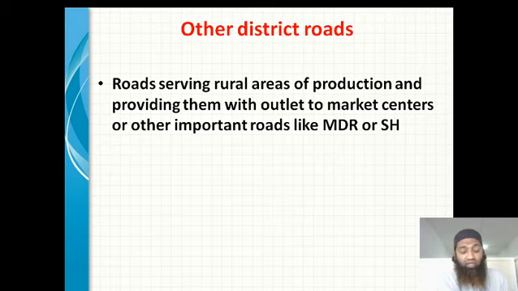So these also play a very important role from the rural areas. We can't leave any area. Even that rural area should be connected to the district, and from the district to the state as well. So these are the other district roads, and under other district roads you have rural roads.